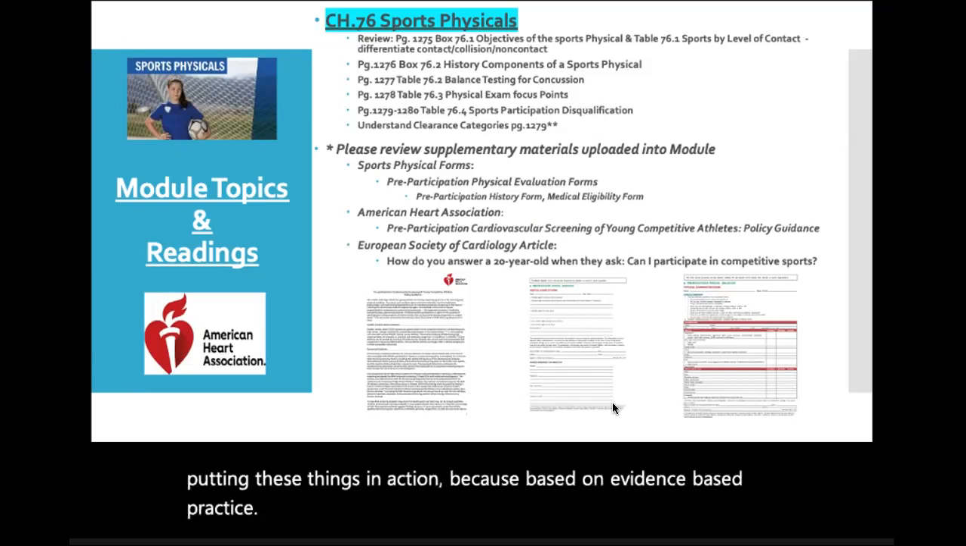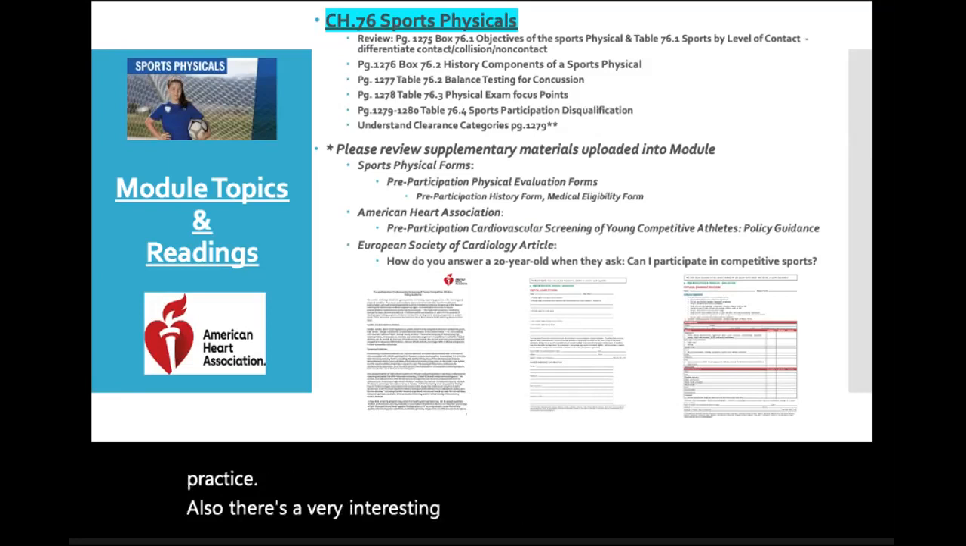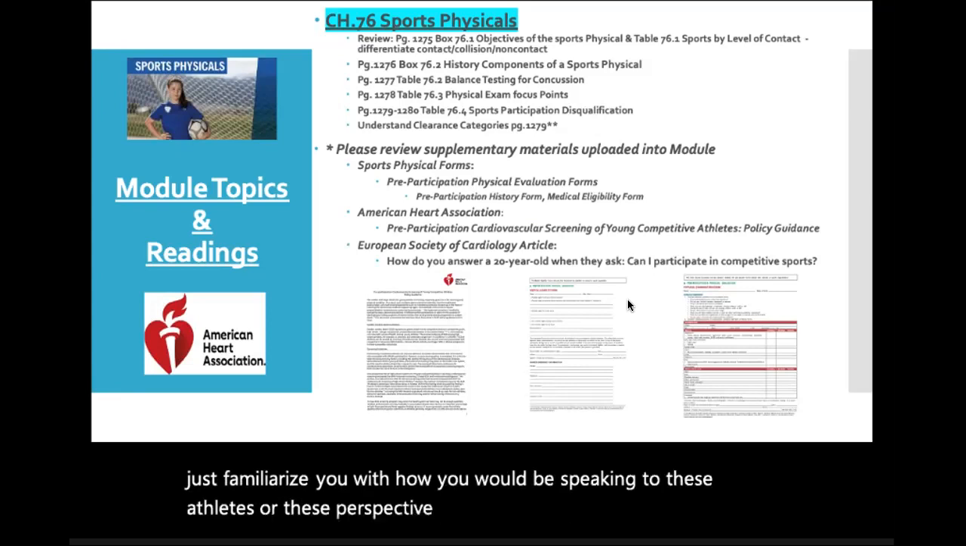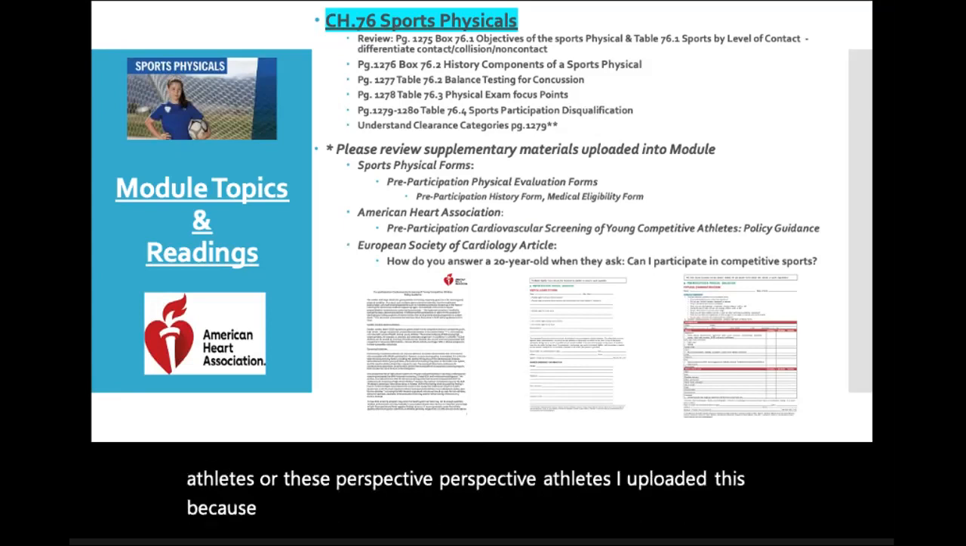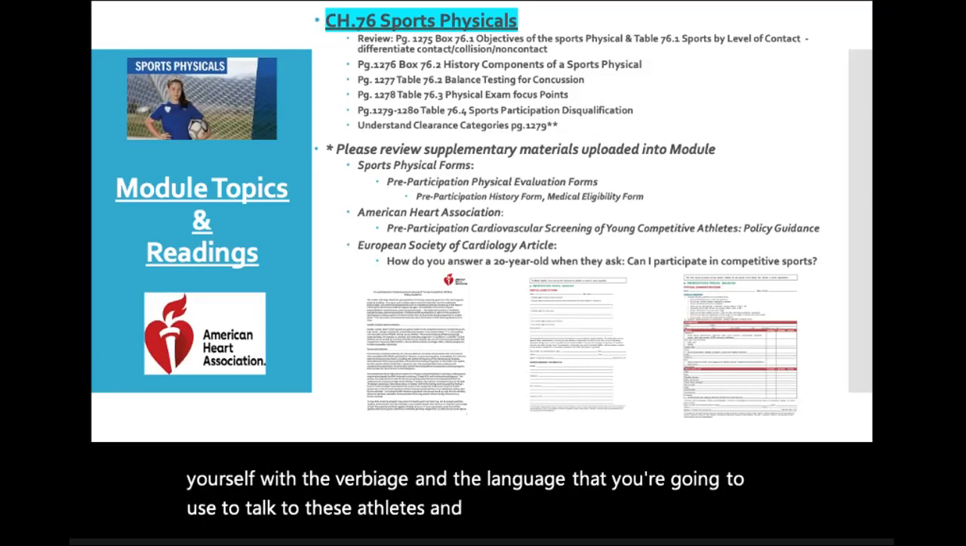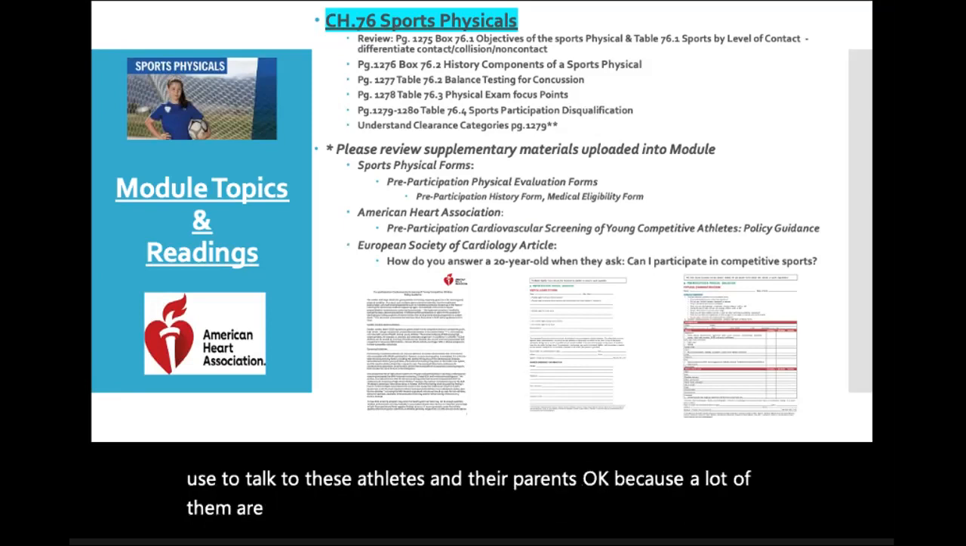Also, there's a very interesting article there that I think would help familiarize you with how you would be speaking to these athletes or these prospective athletes. I uploaded this because I really want you guys to make sure you're familiarizing yourself with the verbiage and the language that you're going to use to talk to these athletes and their parents. Okay, because a lot of them are younger. Kids in high school that need to get cleared, or even college kids, or even middle schoolers.